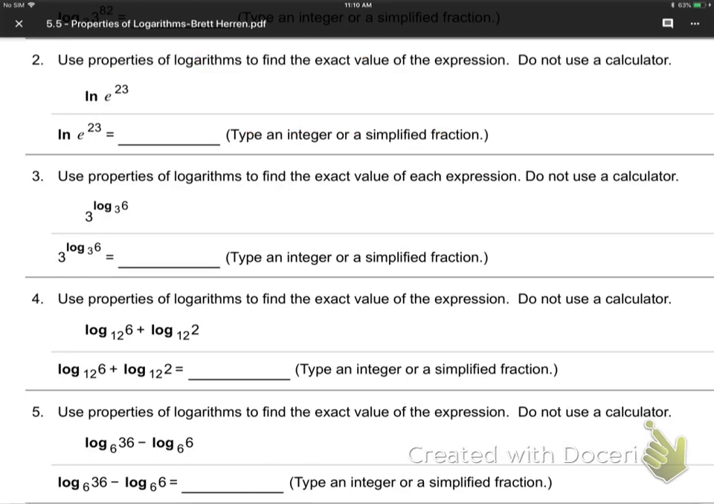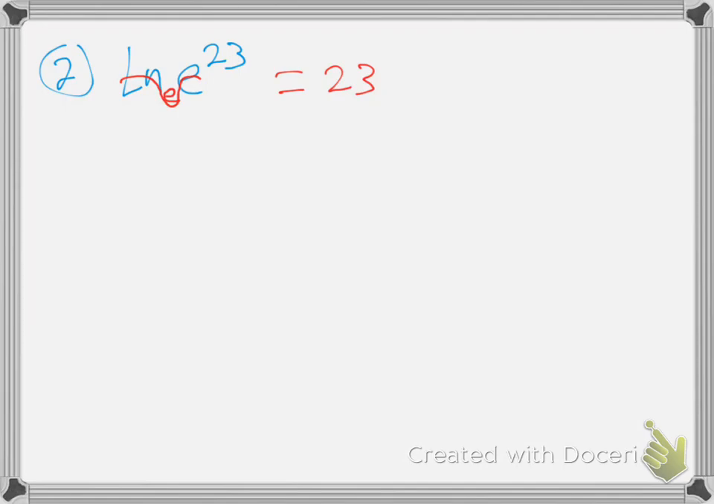And then number 3, it's going to be the same thing. 3 to the log base 3 of 6. So what happens there? I would think 3 to log base 3 cancel. Answer's just 6. Again, when the base of the power and the base of the log match, they just cancel.